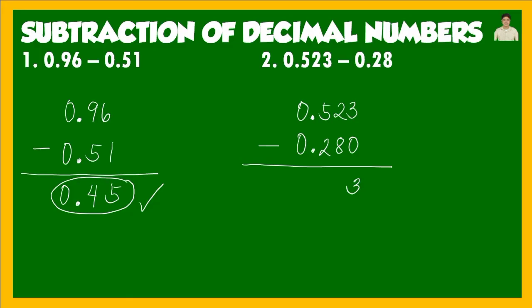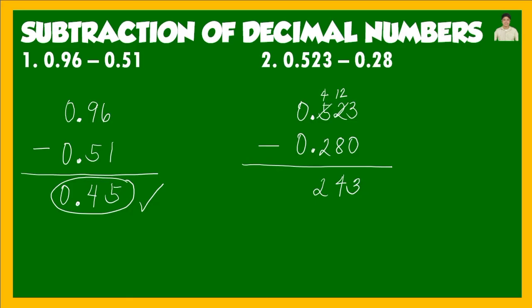So, anong gagawin natin ngayon? Hihiram tayo dito sa 5. Ang 5 magiging 4 na lang. And then, itong 2 magiging 12. 12 minus 8 ngayon is 4. Next, 4 minus 2, we have 2. Since nagregroup na tayo ng isa, doon sa 5, magiging 4 na lang. Yun ang gagamitin natin pag ima-minus natin sila. Hindi 5 minus 2, ang sagot ay 3. Magiging 4 minus 2 na sila.